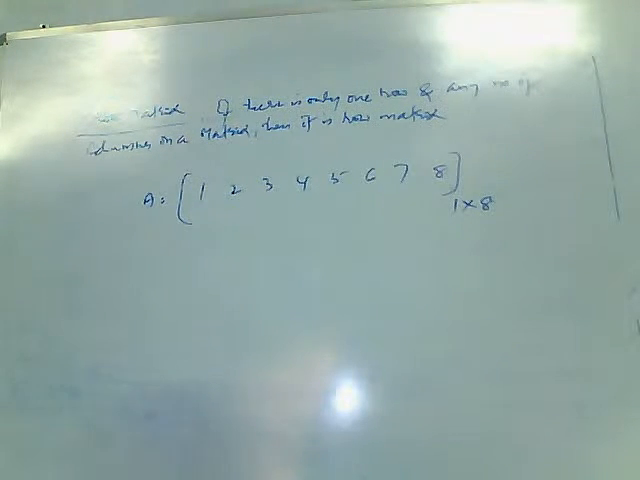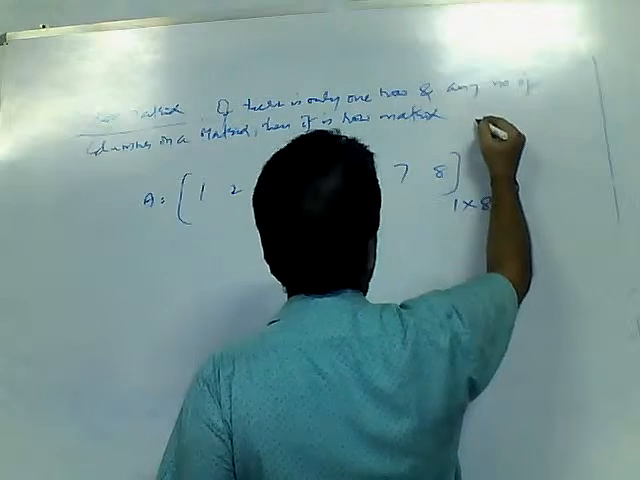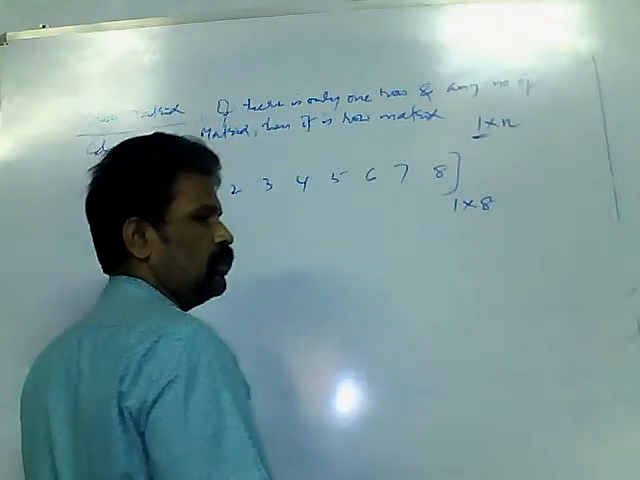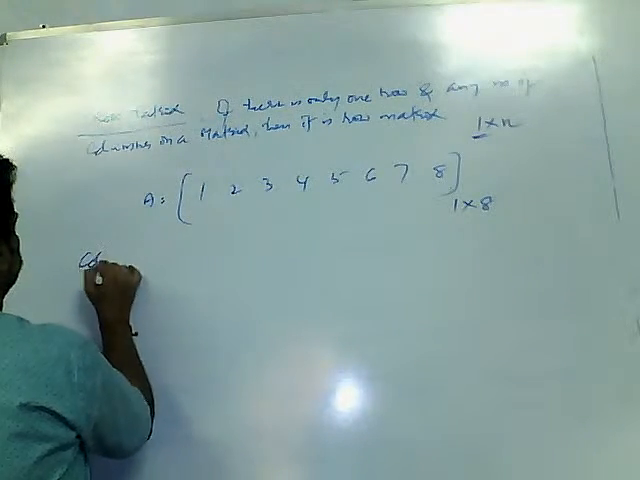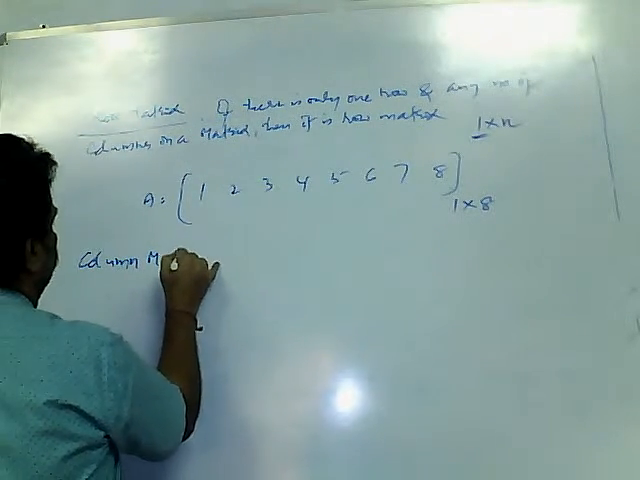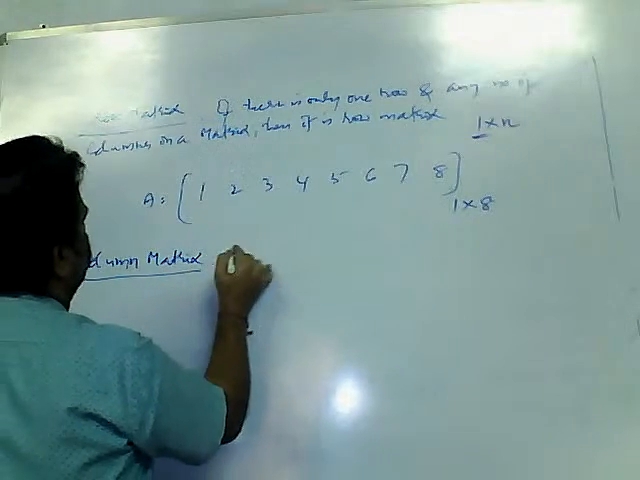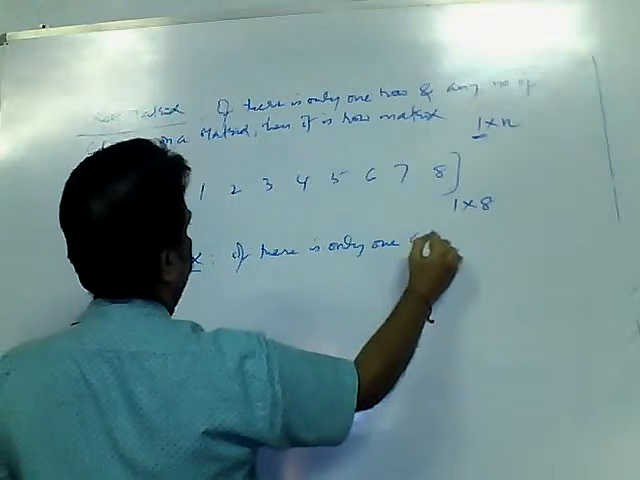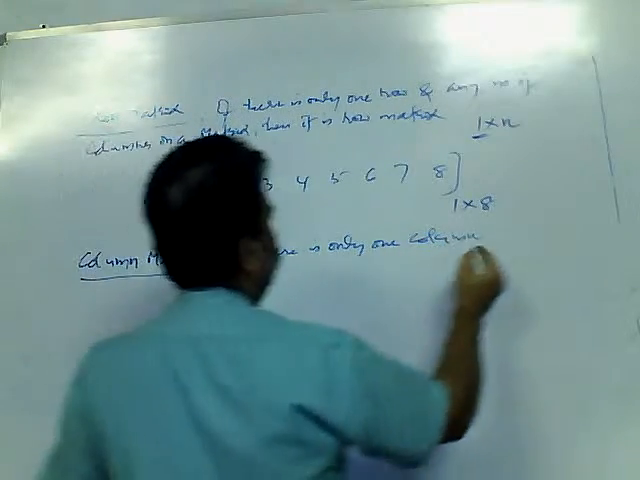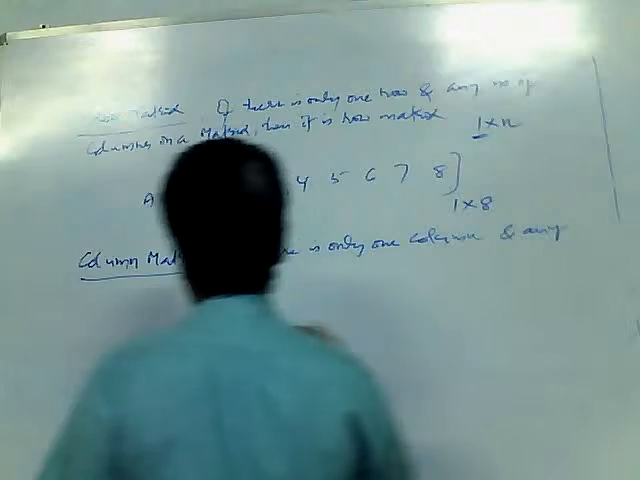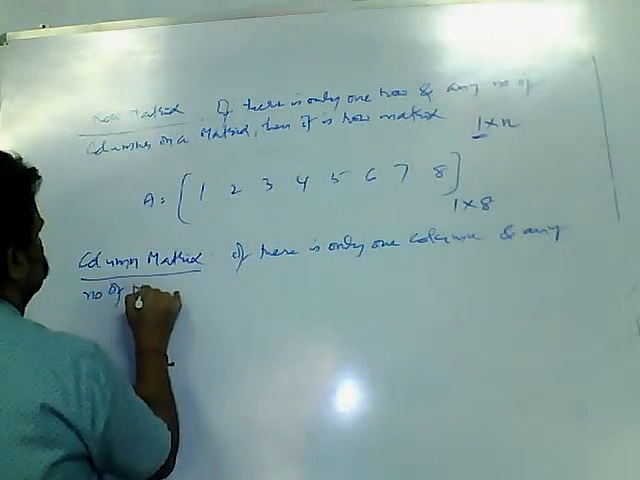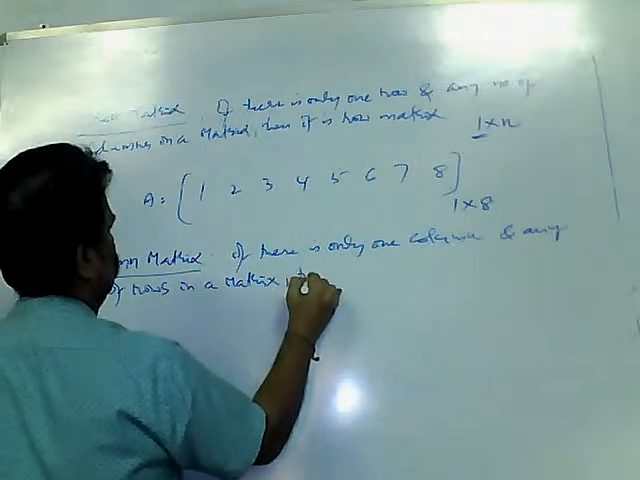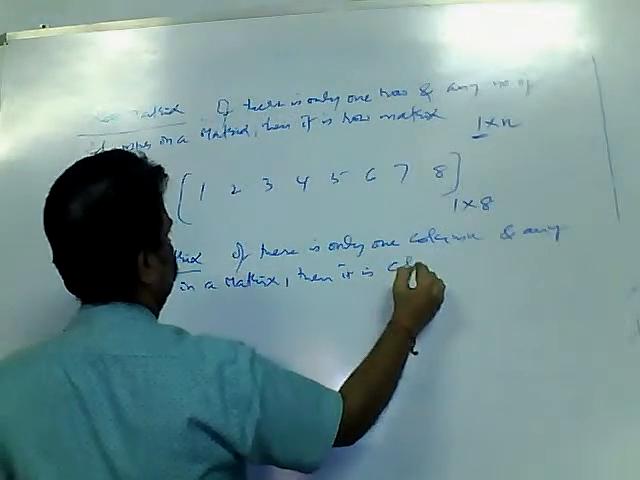One row and n columns. Generally it is indicated as 1 by n because m is always 1. N is the number of columns. N can be any number, right? Now what about a column matrix? If there is only one column and any number of rows in a matrix, then it is a column matrix.